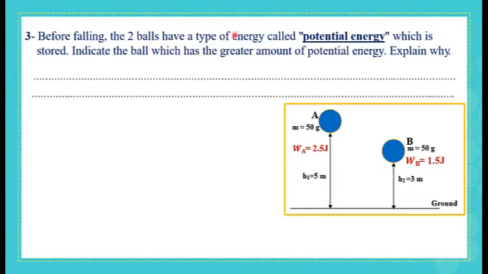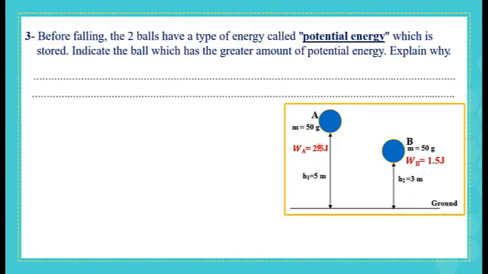Before falling, the two balls have a type of energy called potential energy, which is stored. Indicate the ball which has the greater amount of potential energy. Explain why. If we notice here, the work done by ball A is equal to 2.5 joules, which is greater than that done by ball B, which is 1.5 joules. So, as a result, we can conclude that ball A has more stored energy than ball B.